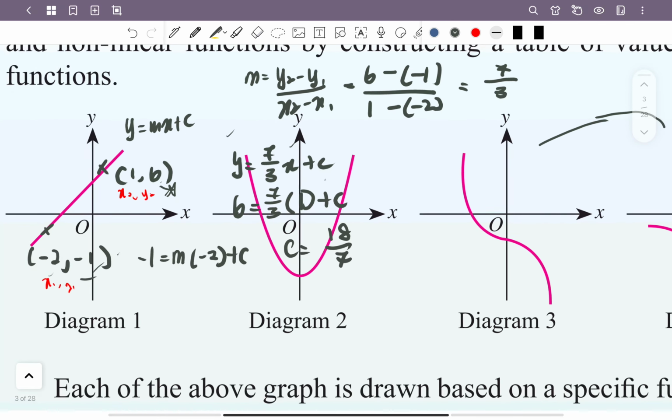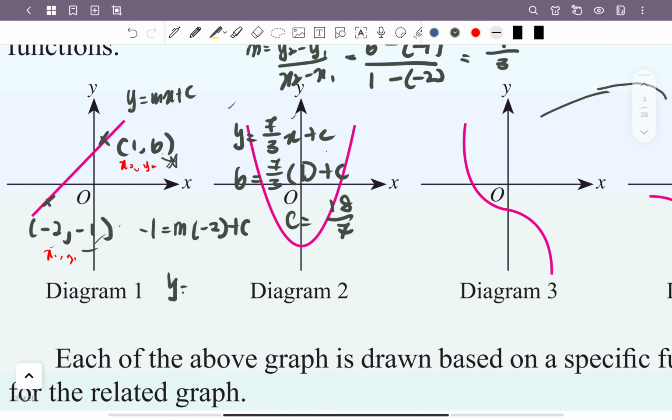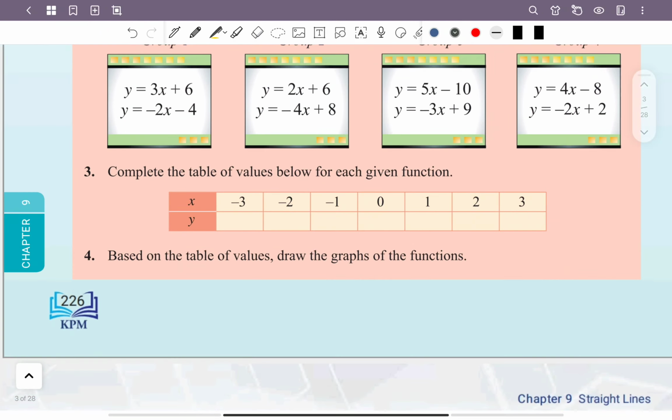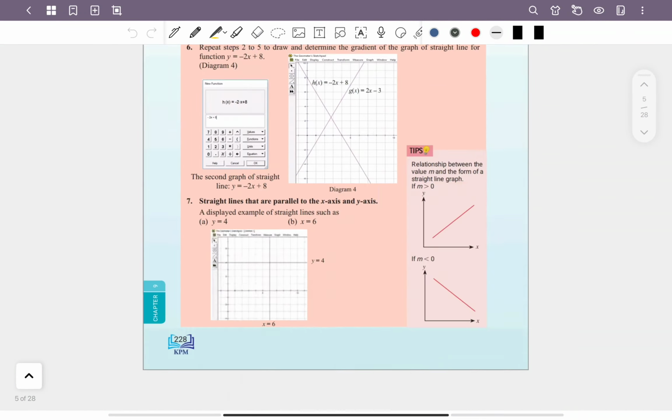So now rewrite the equation. y = mx + c. We don't need to write y and x values, but we write m, which is 7 over 3, plus c, which is 18 over 7. So this is your graph equation. Okay? Simple. So we'll go through a couple of examples.